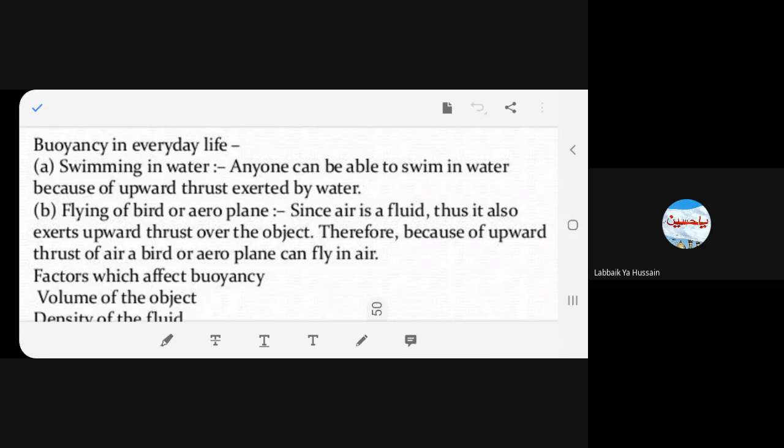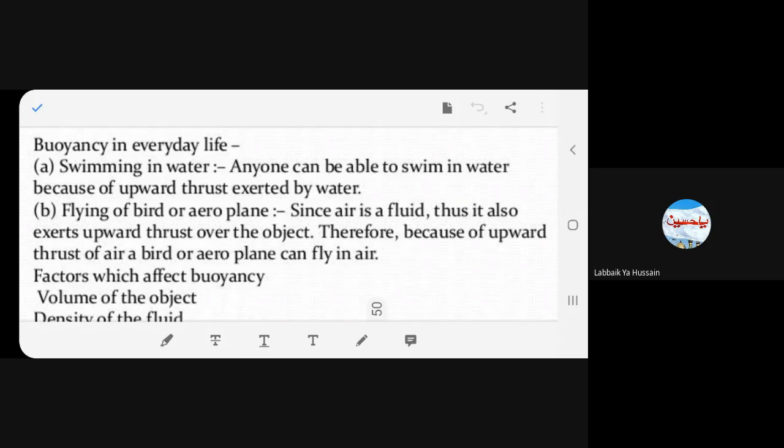Buoyancy in everyday life. Swimming in water. Anyone can swim in water because of the upward thrust exerted by water. Flying of a bird or aeroplane. Since air is a fluid, it also exerts upward thrust on an object. Therefore, because of the upward thrust of air, a bird or aeroplane can fly in the air.